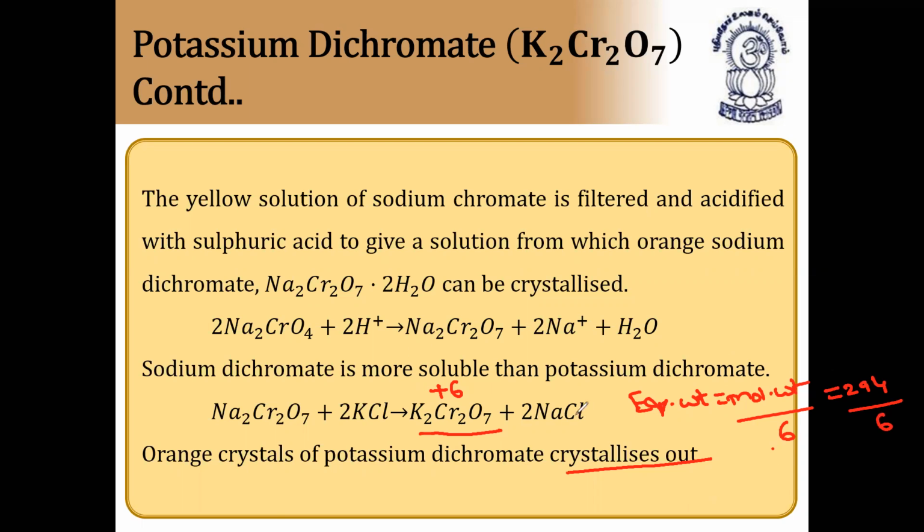So what is the equivalent weight of potassium dichromate in acidic solution? It is molecular weight by 6. I repeat the statement: the equivalent weight of potassium dichromate in acidic medium.